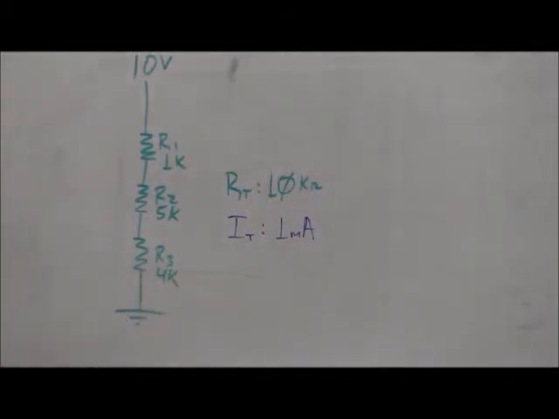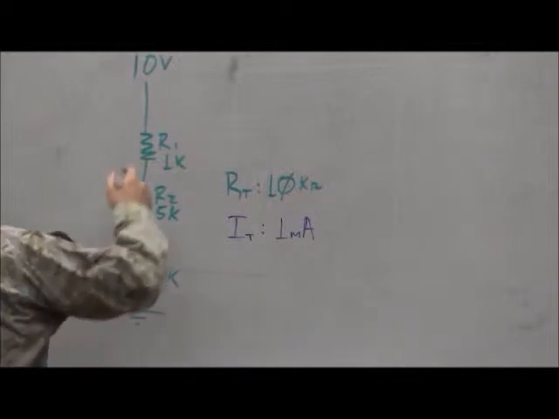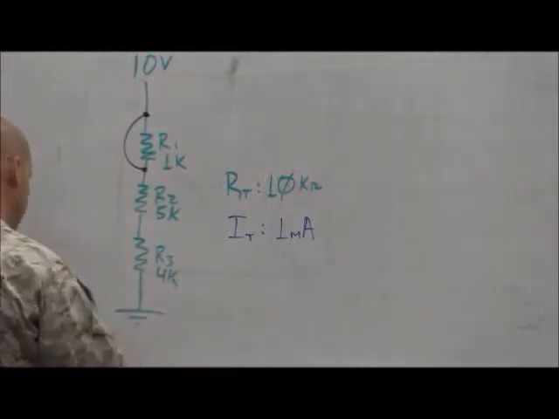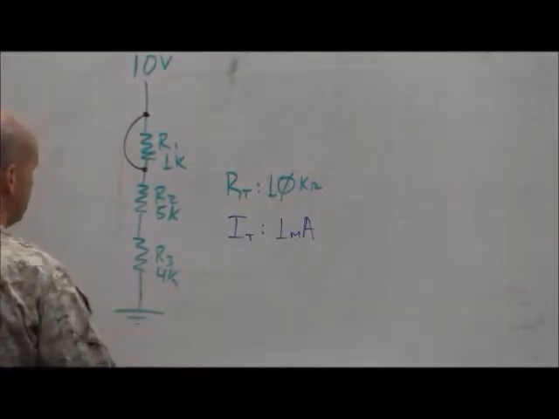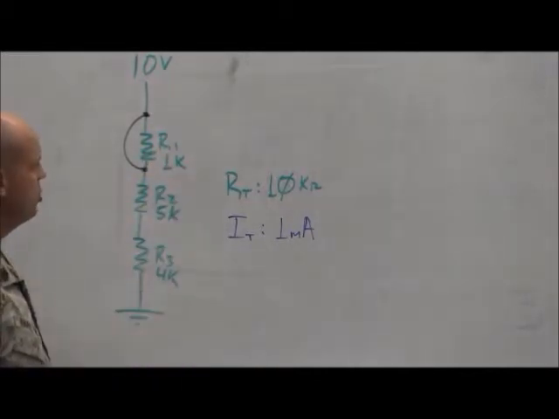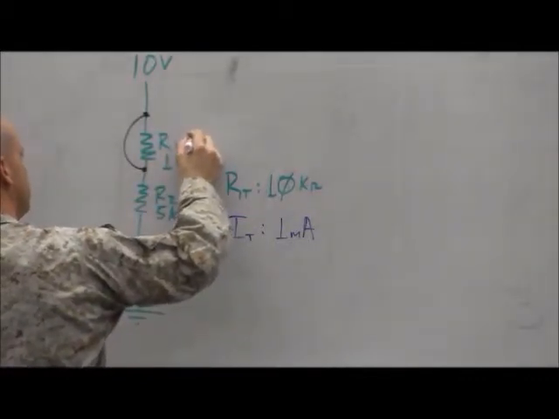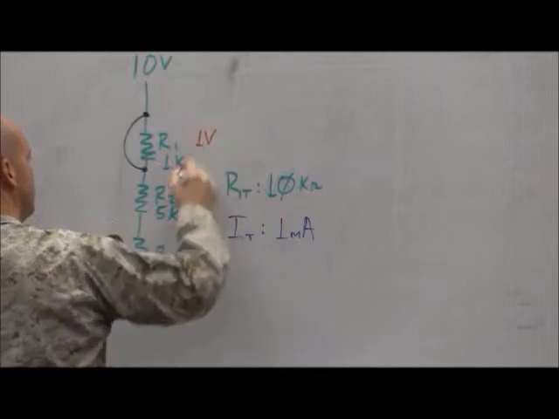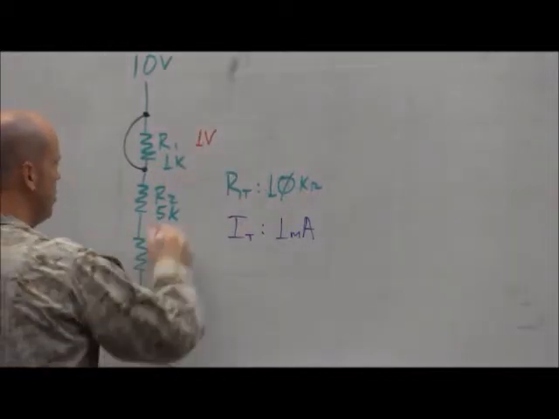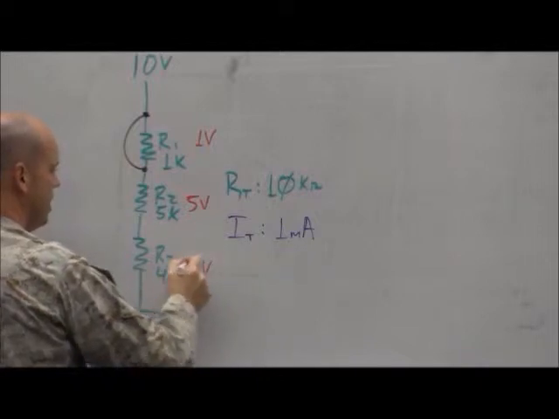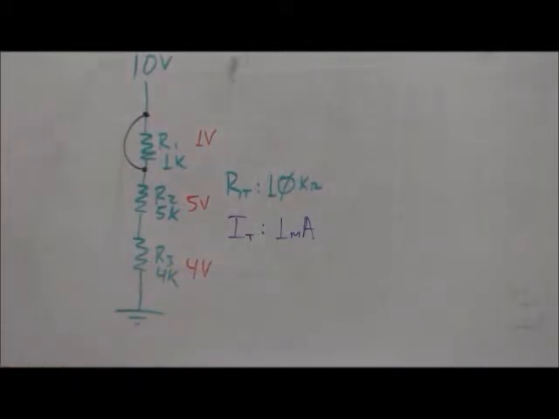Now, we'll short around R1. The voltage on R1 before we shorted was what? 1 milliamp times 1K, 1 volt. And on R2, 5 volts. And R3, 4 volts. That accounts for all the source voltage, right?